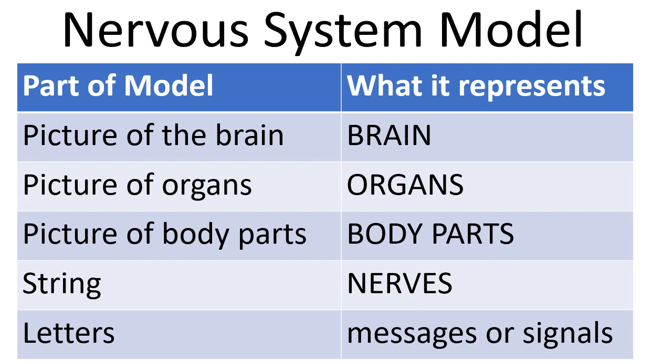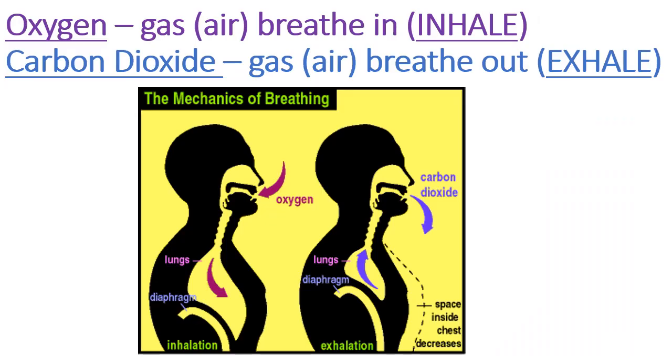And this reminds you, you can look in your notebook too, of the parts of our nervous system model and what they represented. I just mentioned that. Okay, this is going into the respiratory system. So that's breathing, oxygen. Inhale means to breathe in gas. Exhale is to breathe out. The name of the gas that we breathe out is carbon dioxide.